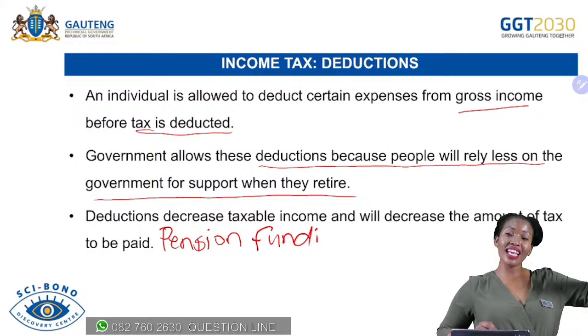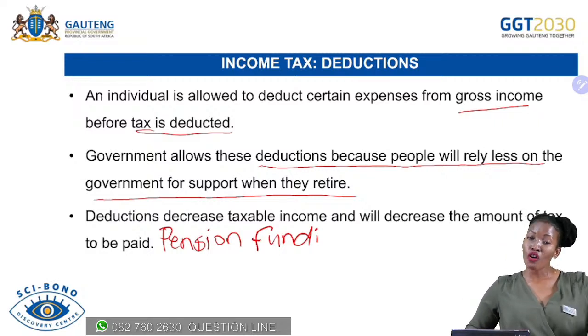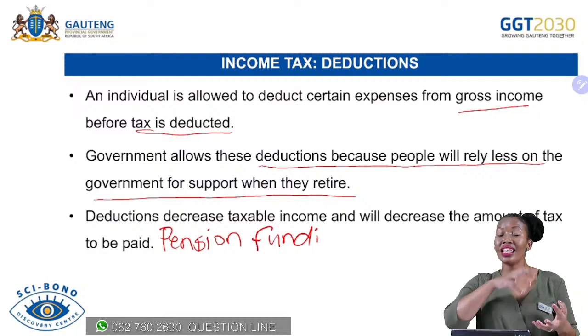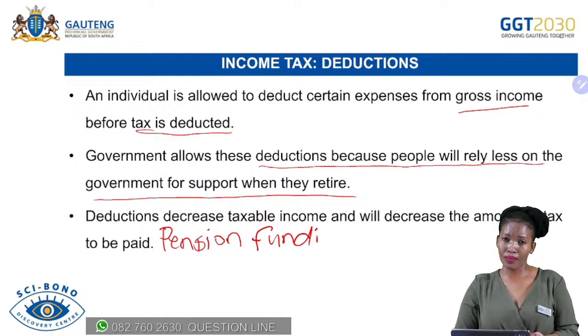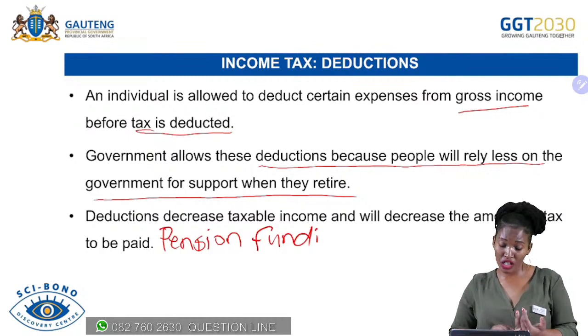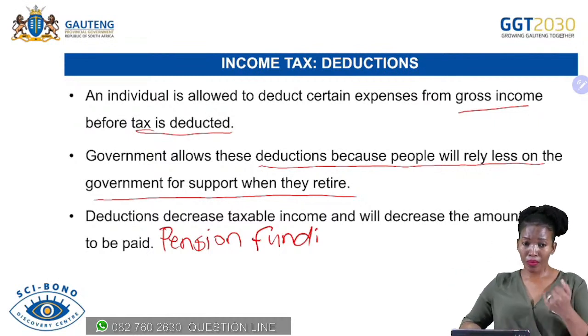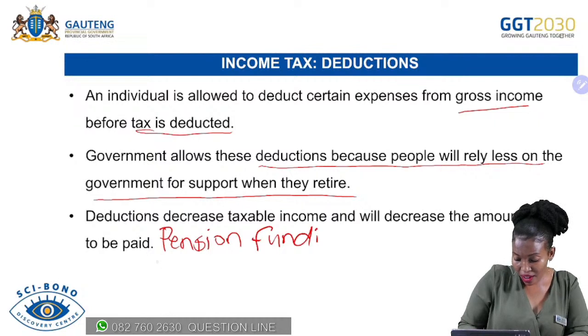So that at the later stage, when I retire, when I take my pension money, the government is going to tax that pension. That is why we don't tax pension money, pension fund, first of all. And then we have what?